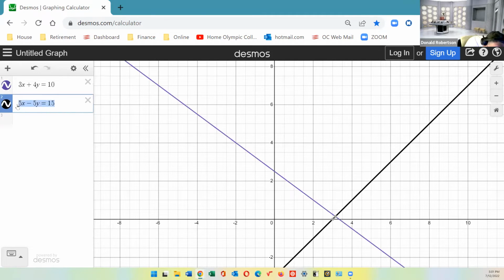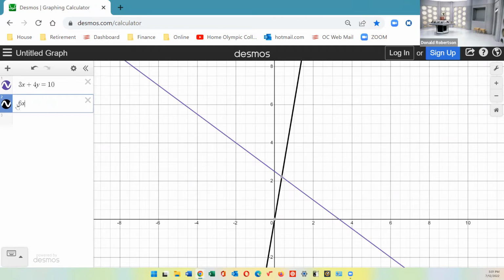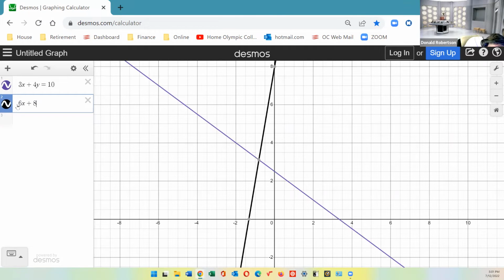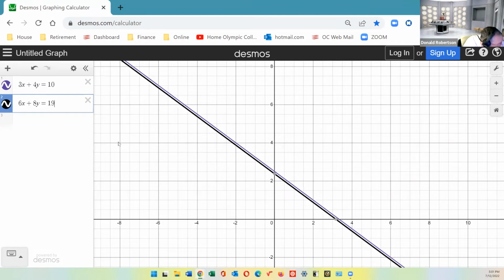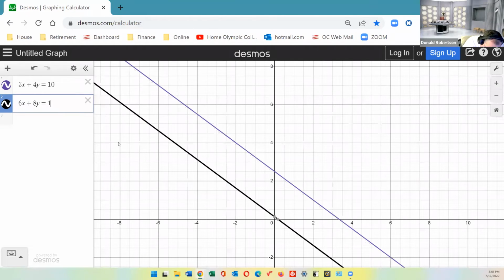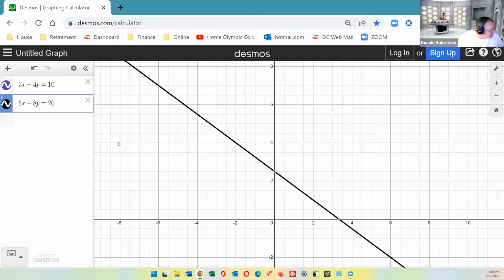And then the other equation was 6x add 8y, and that is going to equal 20. Do you see that it's the same guys? If I move this one just a little bit, can you see it? And then when you make it 20, you get the same line. So we are going to call that situation dependent.